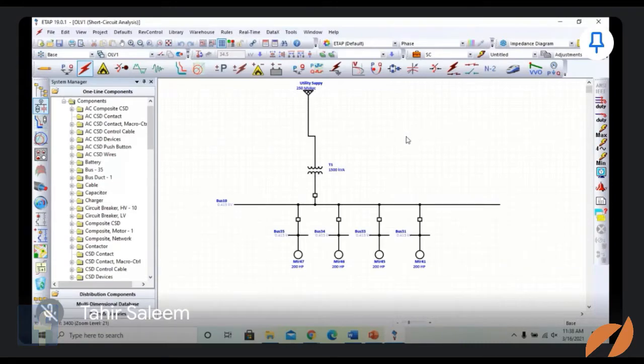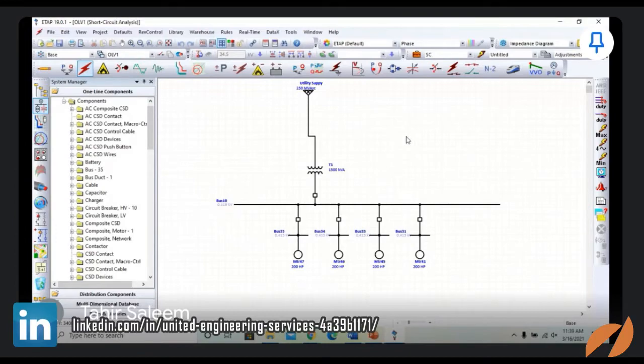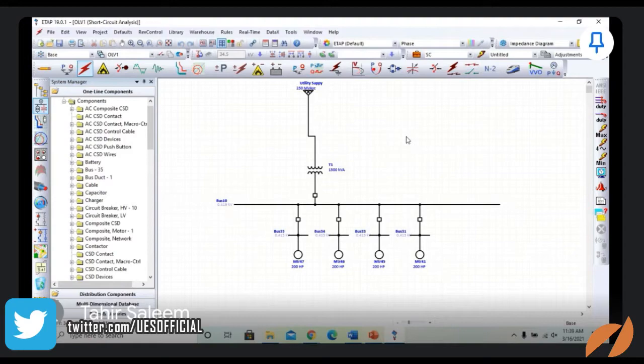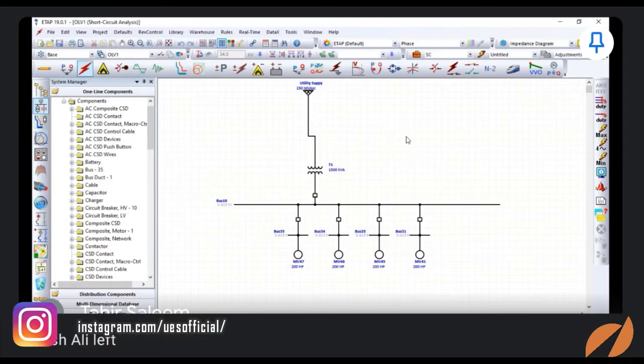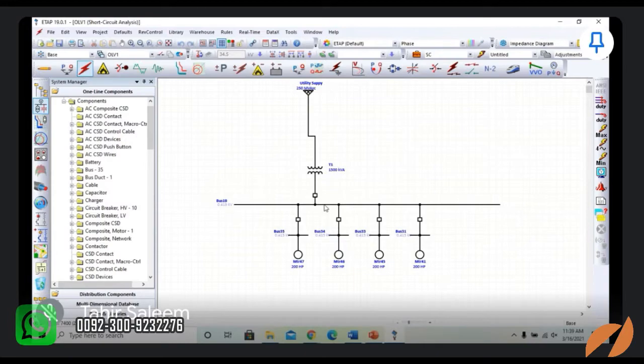It's one of the most famous software used for electrical drawing and electrical parameter analysis, like short circuit, arc flash analysis, and load flow analysis. Here you also have two options: AC short circuit, AC arc flash, AC load flow, and the same options in DC also. So today we are going to calculate the short circuit.